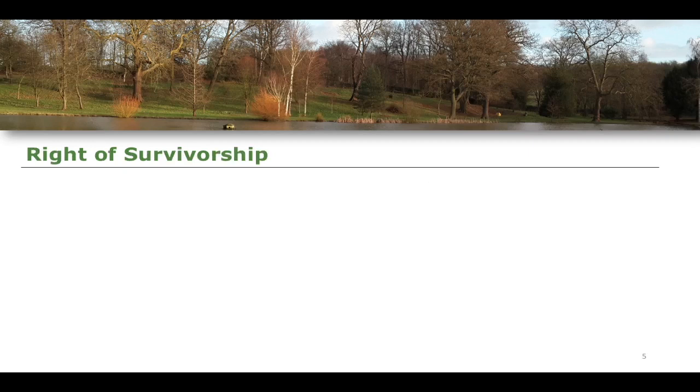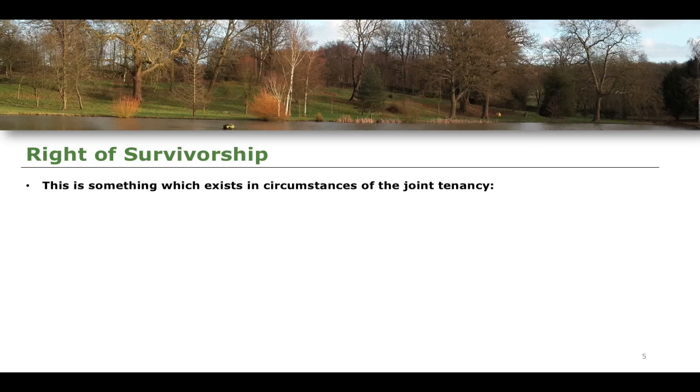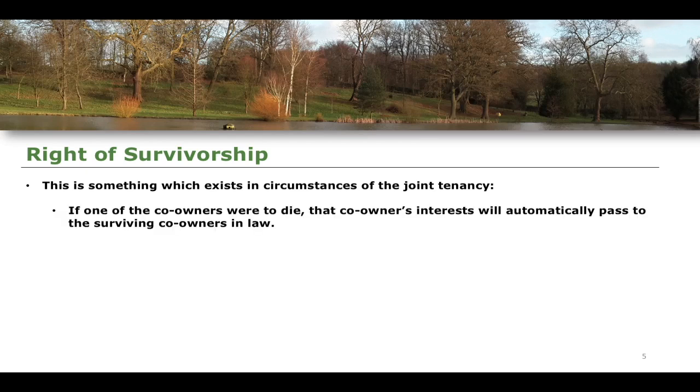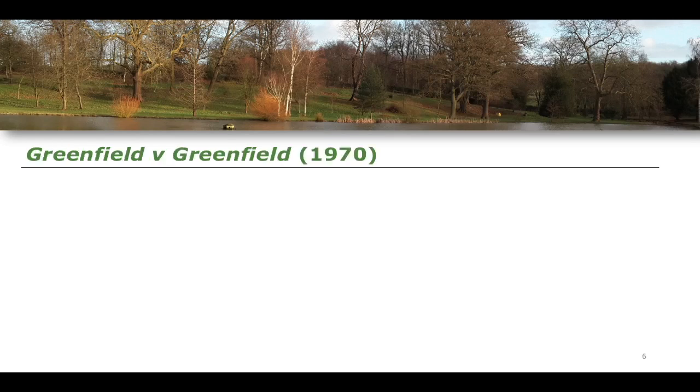Now, what is the right of survivorship? This is actually something that we haven't touched on yet in co-ownership. It's very, very important, and it is also very important to the issue of severance and mutual conduct. It is something which essentially exists in circumstances of the joint tenancy. If one of the co-owners in a joint tenancy were to die, then that co-owner's interests will automatically pass to the surviving co-owners in law. This is known as the right to survivorship, or right of survivorship. It is to essentially pass those rights over to the other surviving co-owners in law. An illustration of this point can be seen in the case from 1970, the case of Greenfield and Greenfield.